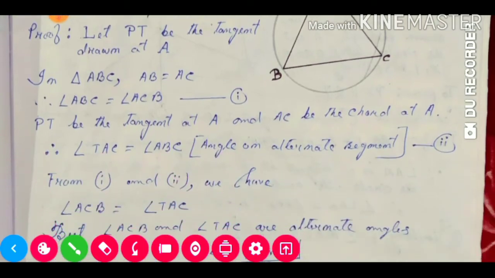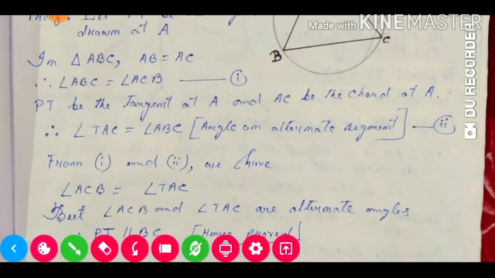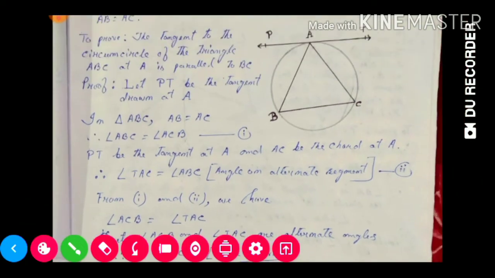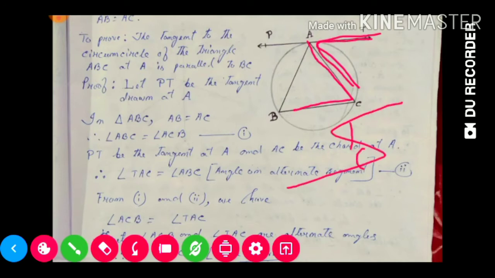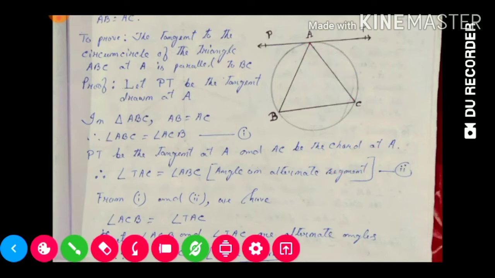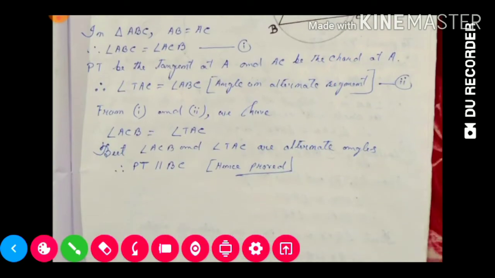So from 1 and 2: in equation number 1, it is given ABC equals ACB. And here also ABC is equal to TAC. That means ACB equals TAC. But these two angles, ACB and TAC in the diagram, are alternate angles, like a Z. So these two angles are alternate angles. Therefore, PT is parallel to BC. So here it is finished.